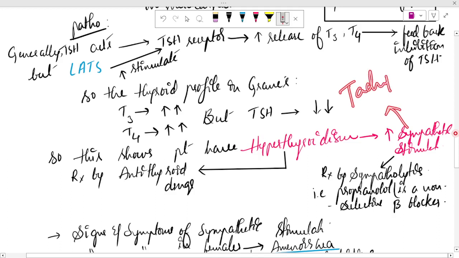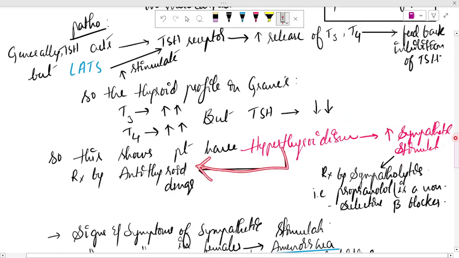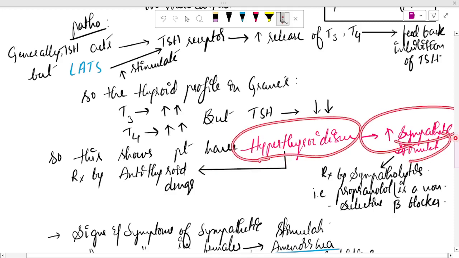Now what are some of the features of sympathetic stimulation that you see? Tachycardia, tremors, palpitations. These all are features of sympathetic stimulation. Now we have two conditions that are observed here: one is hyperthyroidism, and one is increased sympathetic stimulation due to hyperthyroidism.